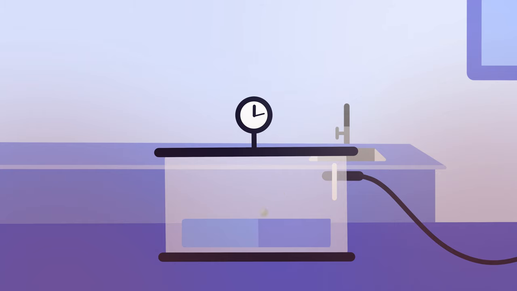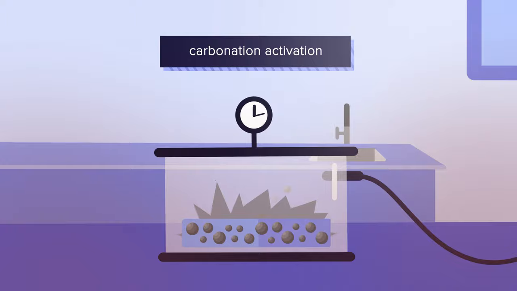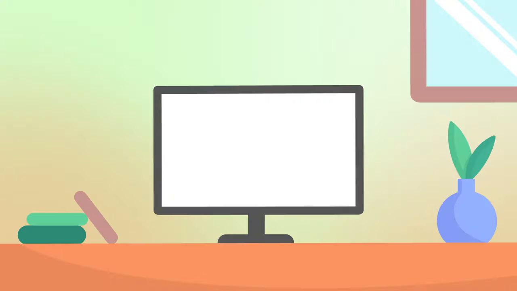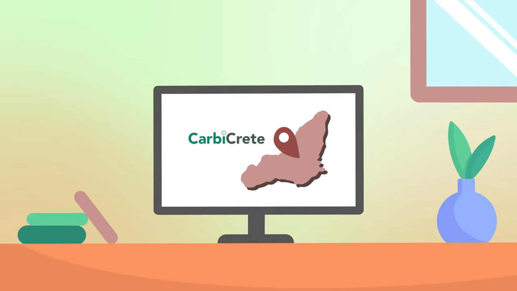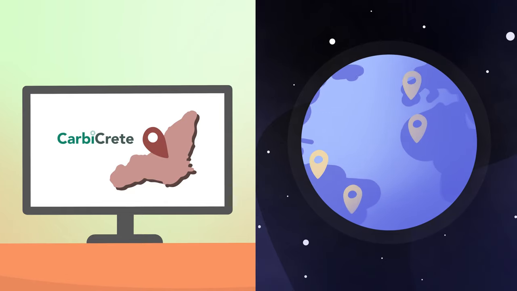The CO2 gets absorbed by the slag concrete mix in a process called carbonation activation. Through this process, the CO2 is actually permanently stored inside of the concrete blocks, and it even enhances the block's strength and durability. As such, the concrete blocks effectively become carbon negative, since they trap more CO2 than is released by making them. Carbicrete is a Montreal-based company that is currently implementing this technology, but many others are also working to reduce the cement industry's impact on the climate.